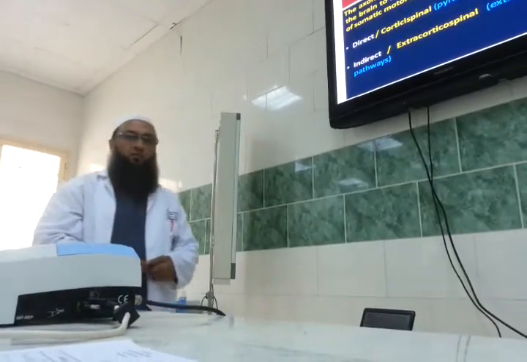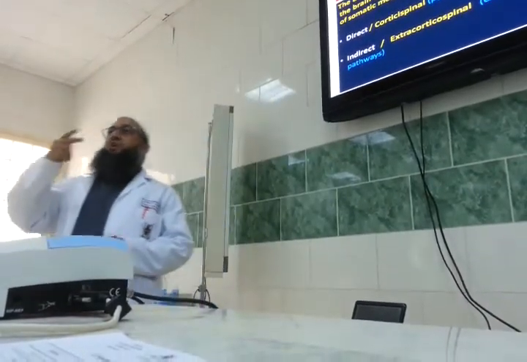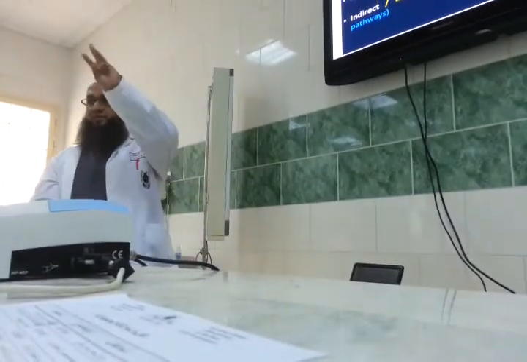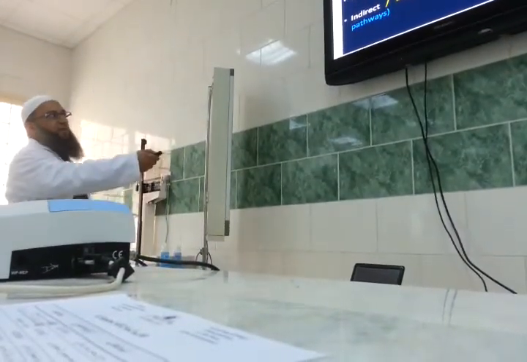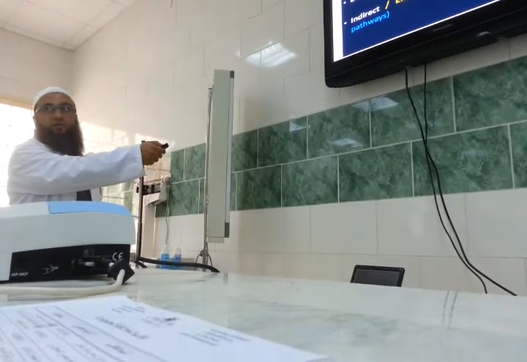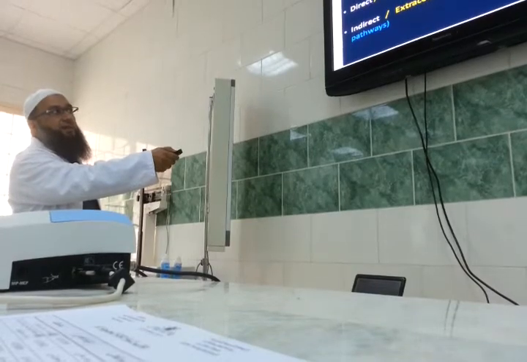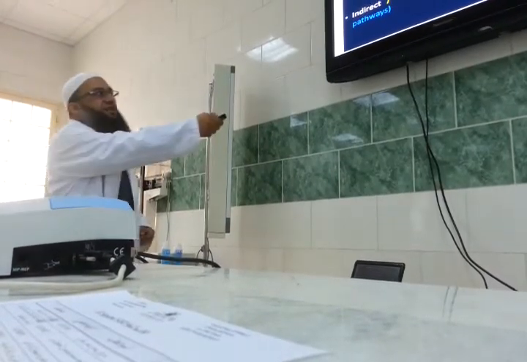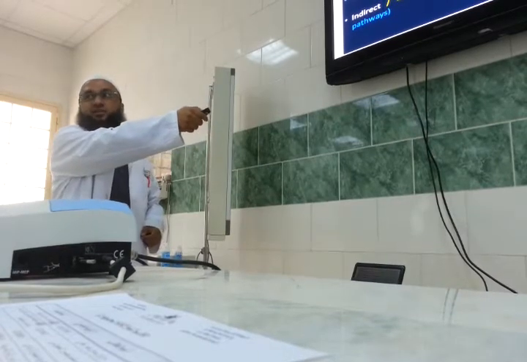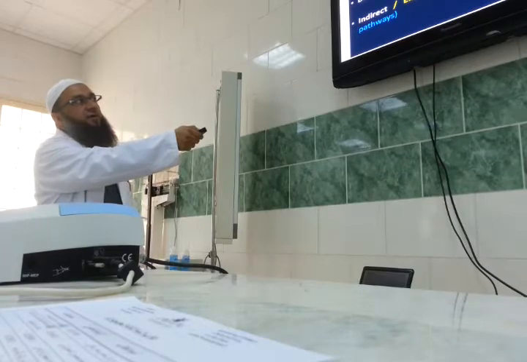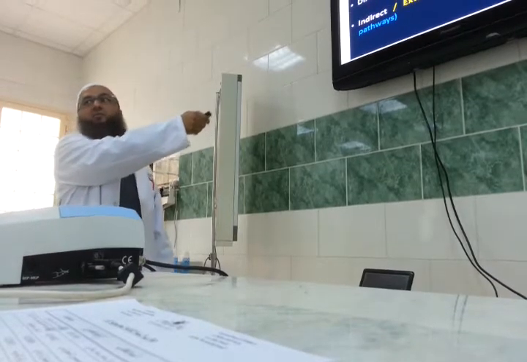Now come to the motor pathways. Basically, there are two major motor pathways. There are three names for these major motor pathways. One is called corticospinal tract, also called pyramidal pathway. Clinicians mostly use this term, pyramidal. So corticospinal tract, pyramidal pathway, or direct motor pathway.